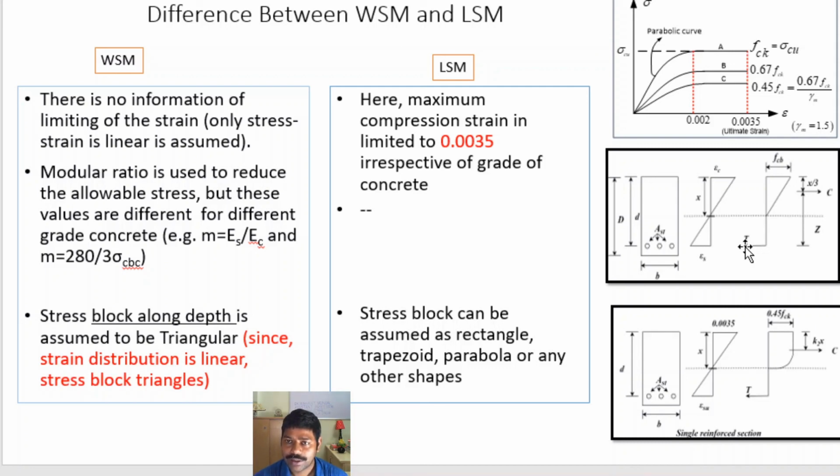Now the limit state method says that the stress block can be rectangular, trapezoidal, parabolic or any other shape, depending on your experimental result. Whichever suits best your experimental result, you have to assume that type of stress block. Here the strain plot along the depth will be triangular, and again the maximum strain will be 0.0035, and corresponding to the maximum strain, the allowable stress is 0.45 fck.